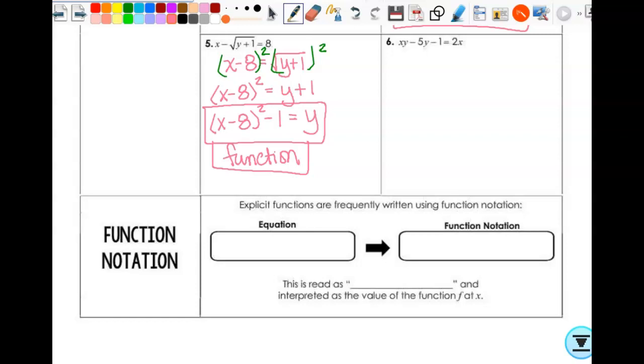All right, so let's look at number 6. My goal is to get y by itself. So I have two terms that have y in them. I'm going to leave them on the left. So I get xy minus 5y, and then I'm going to add the 1, equals 2x plus 1.